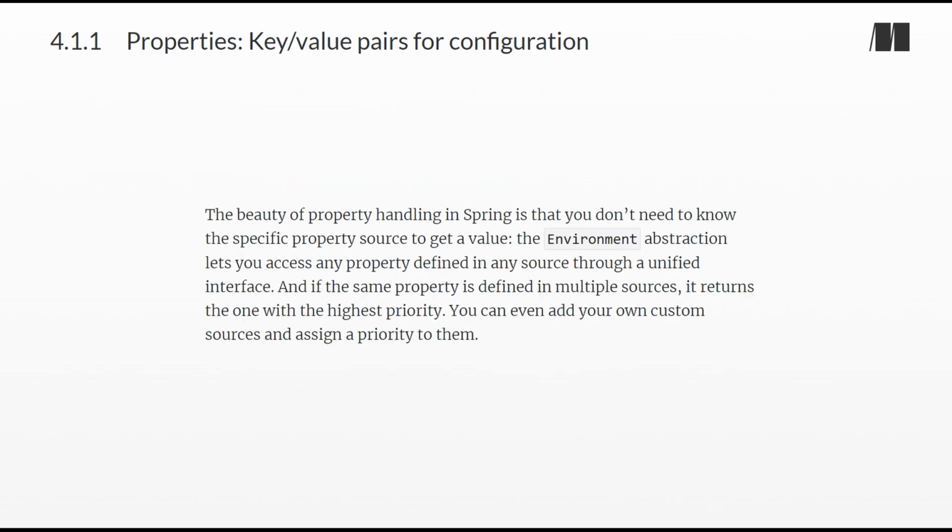The beauty of property handling in Spring is that you don't need to know the specific property source to get a value. The Environment abstraction lets you access any property defined in any source through a unified interface. And if the same property is defined in multiple sources, it returns the one with the highest priority. You can even add your own custom sources and assign a priority to them.